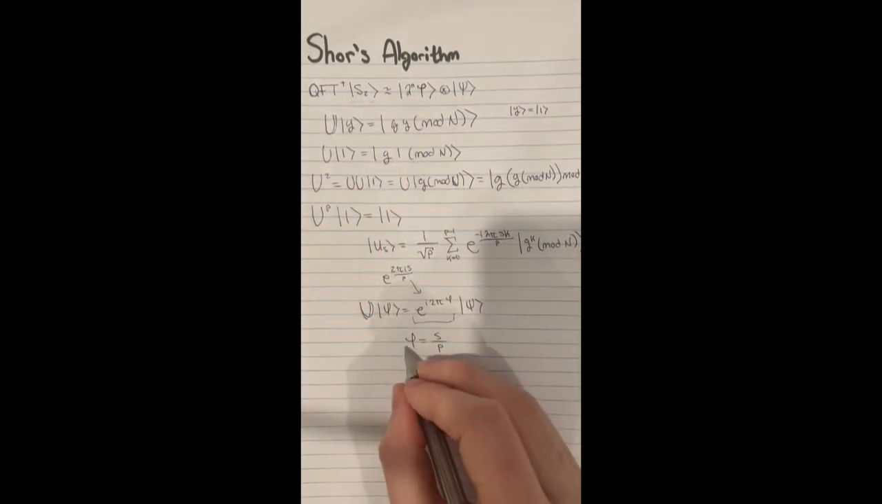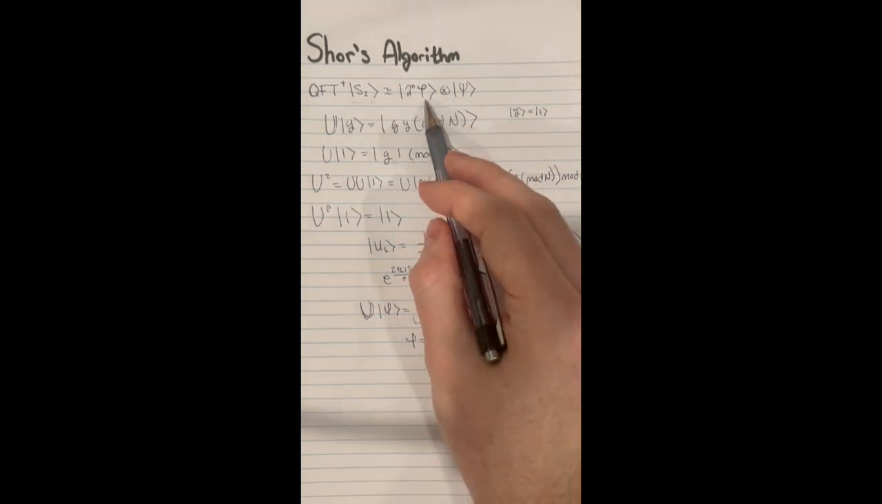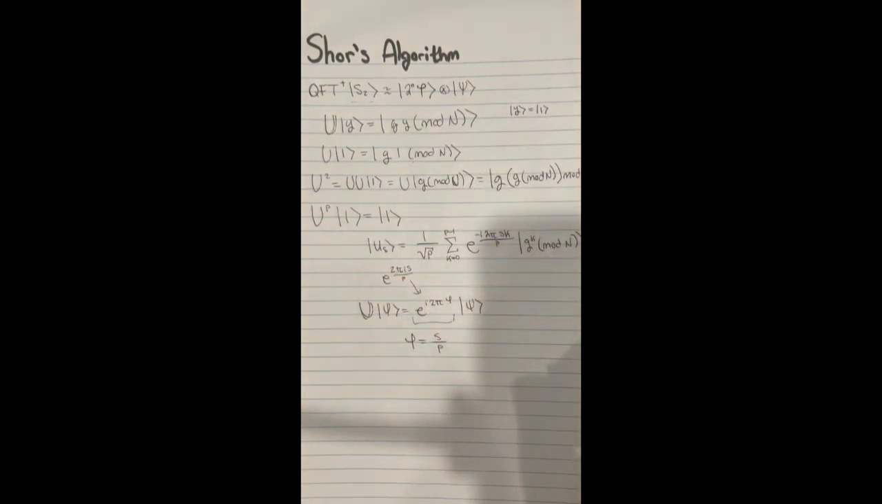If our phase is now S over P, then we see that we can extract information about our period into our state, information that is measurable in our quantum circuit. So that is the magic behind Shor's algorithm: to estimate this phase P, we can use the quantum Fourier transform, or we can use the quantum phase estimation and the inverse quantum Fourier transform to extract the period information into a measurable.